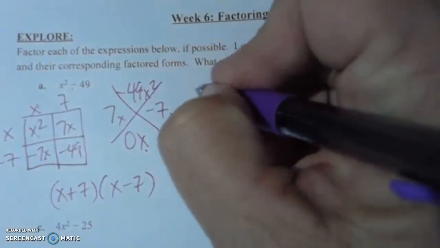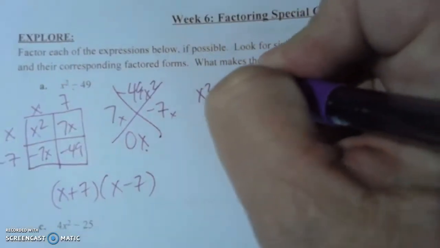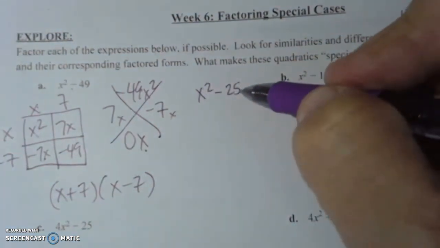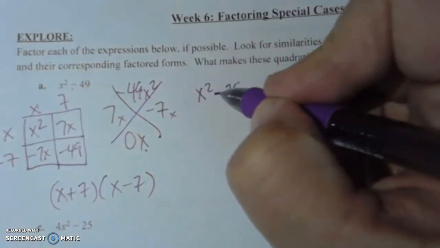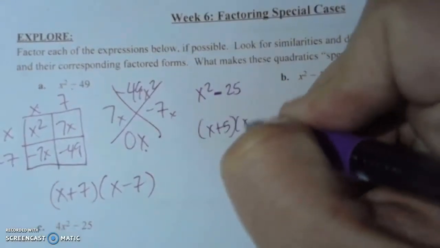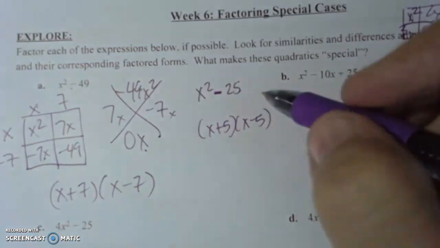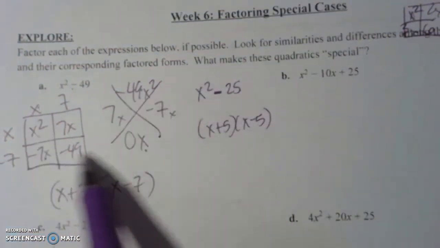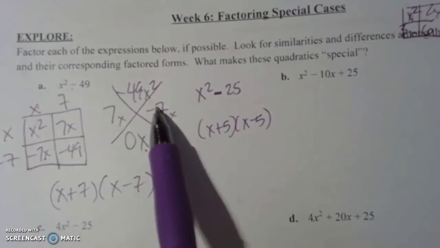So let's do a practice one. What if I did x squared minus 25? This is a perfect square, x times x. This is a perfect square, 5 times 5. This is the difference of two perfect squares. So I would just write x plus 5, x minus 5. And you don't have to memorize this, because you can always go through the same box process every single problem.